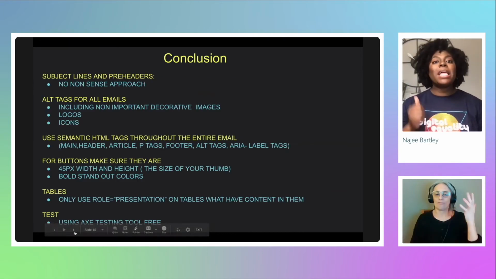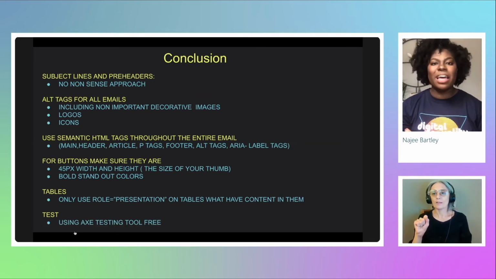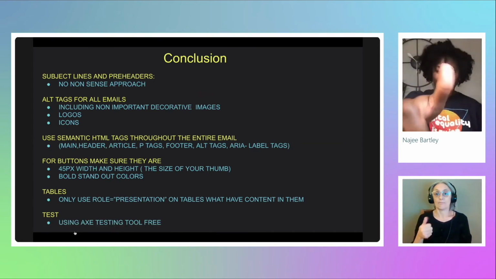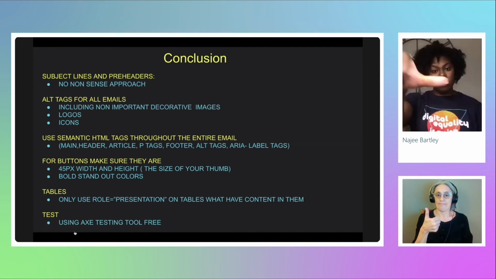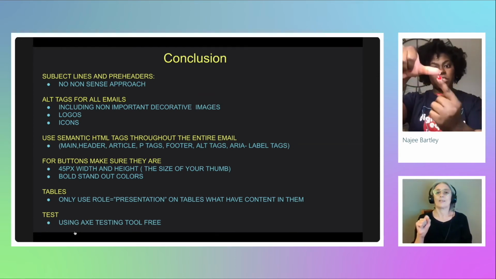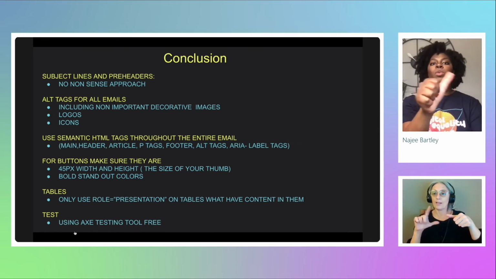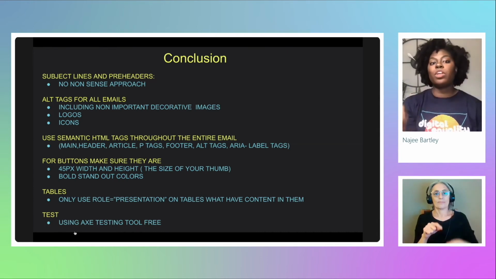Buttons. Make the button 45 pixels width and height. What does that even look like? My thumb. My thumb is 45 pixels width, 45 pixels height. That's what you want. You want someone to be able to scroll with their thumb. You want the size of your thumb.